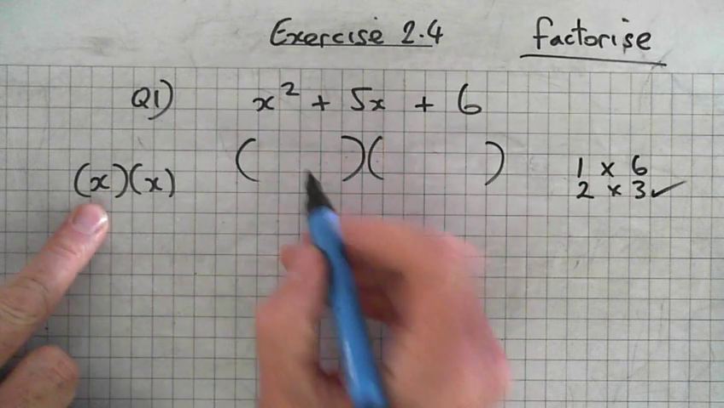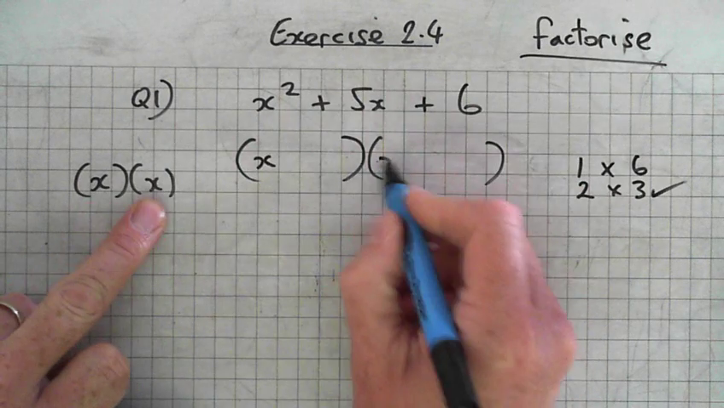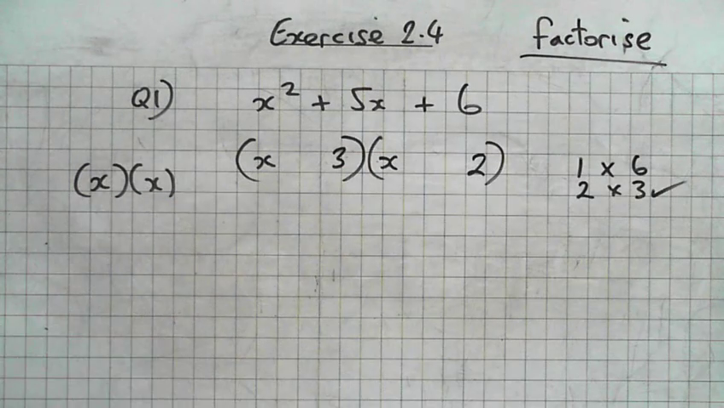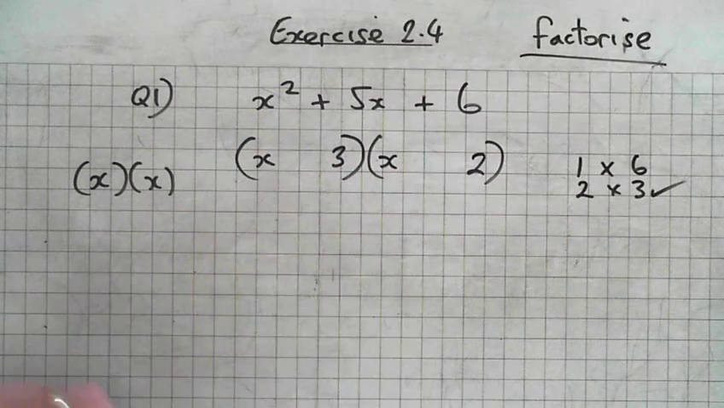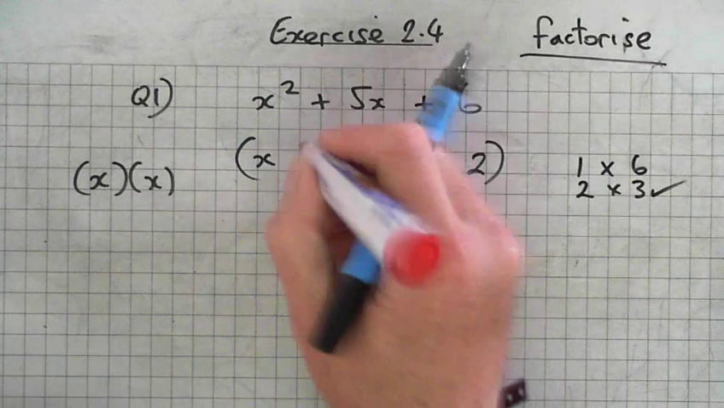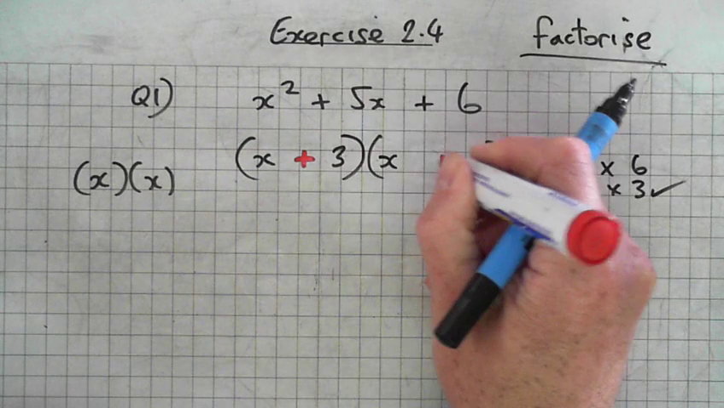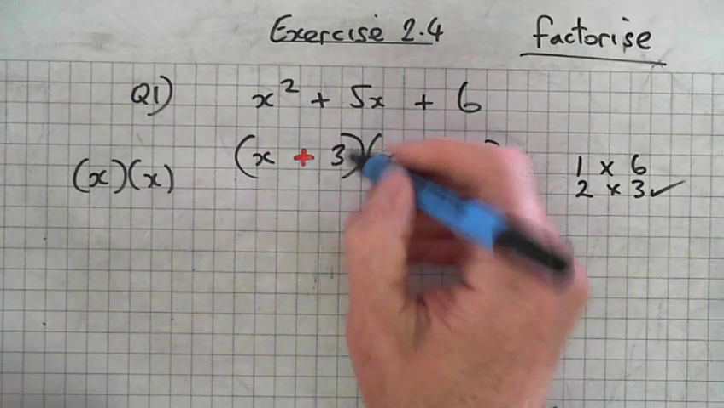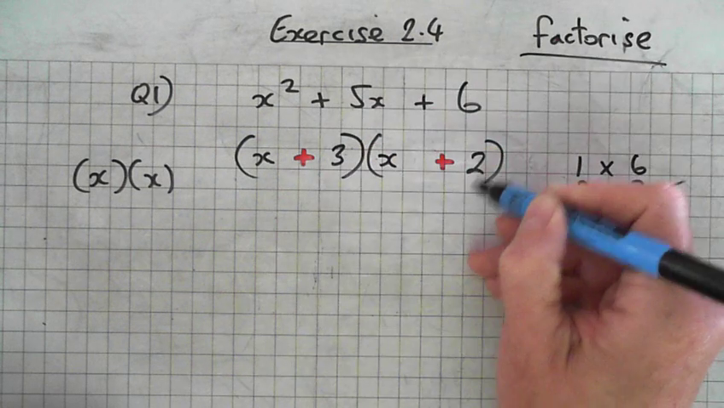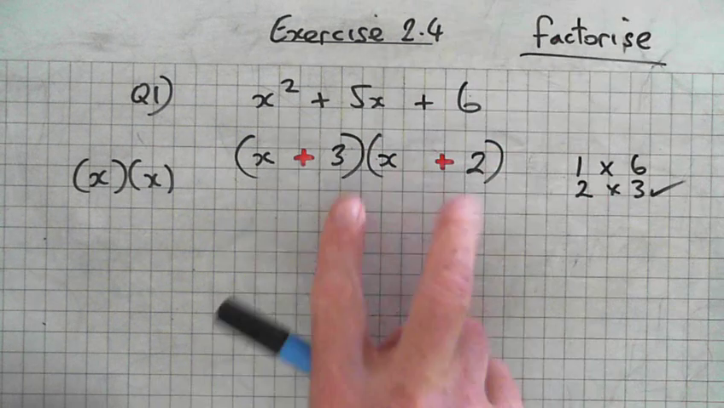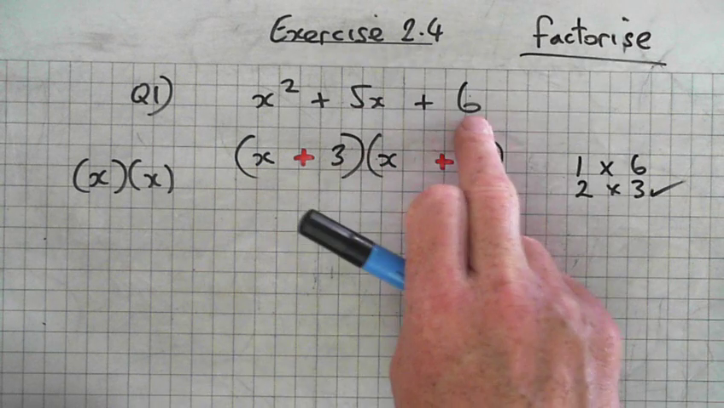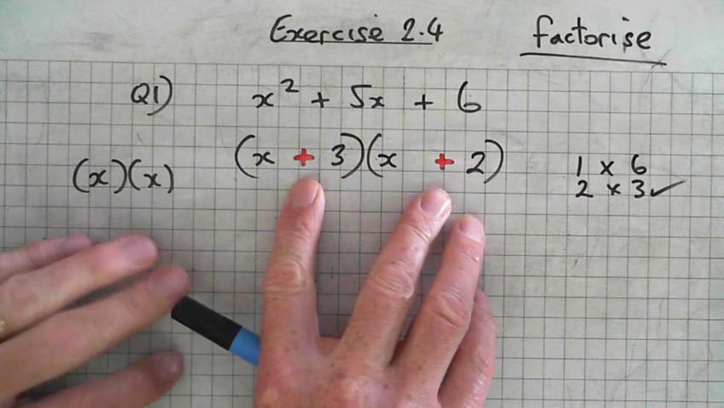So we put one of the x's here, this x goes there, and we're going to put the bigger number first, 3 and 2. And how do I get plus 5? I need a plus 3 and a plus 2 to give me a plus 5. Alright? Do you get that? And then the second test, multiply 3 times 2 and you get 6. So when you add these two, you have to get the middle number. When you multiply them, you have to get the last number. Alright, so there are the factors.